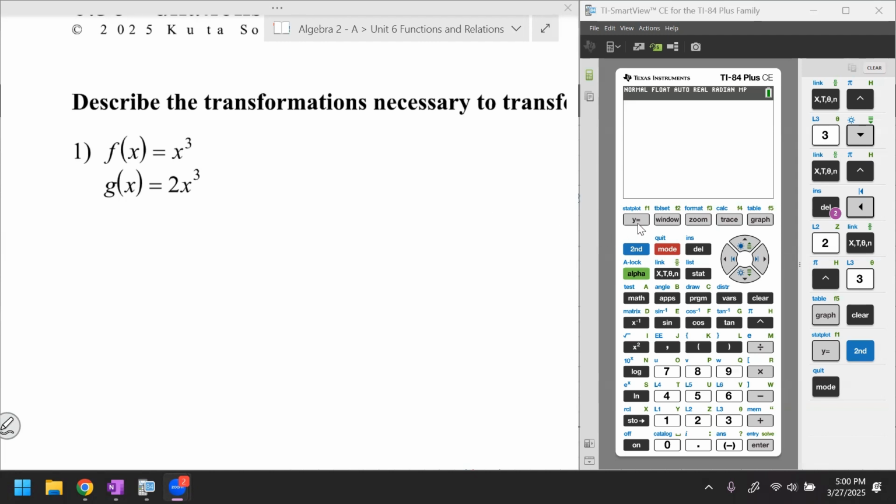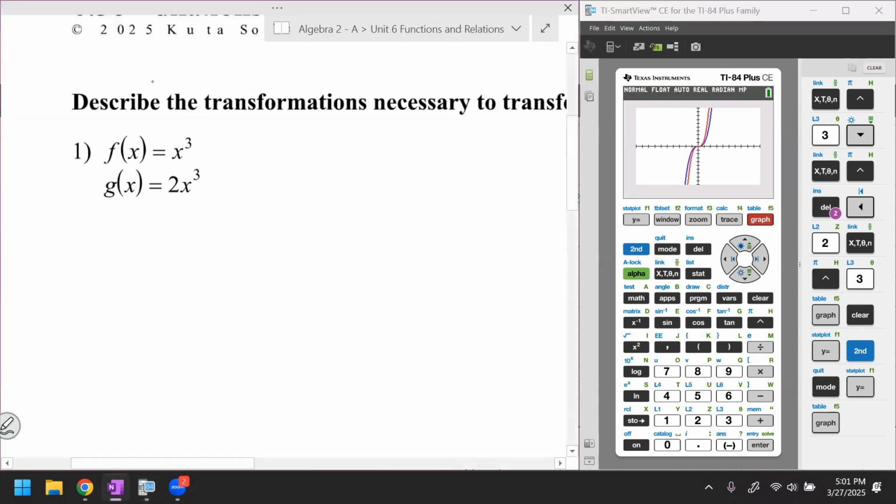So let's try it on the calculator over here. I've already got them plugged in. So there's y equals x cubed and y equals 2x cubed. The top one will be in blue, the bottom one will be in red. Let's take a look at what the graph looks like. Okay, so it looks like the red one is just the blue one, but squished inwards, right? So it kind of looks like the answer ought to be a horizontal compression. And a lot of people put this in, right?